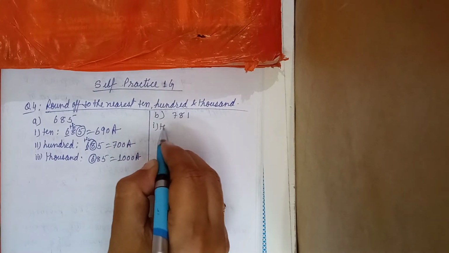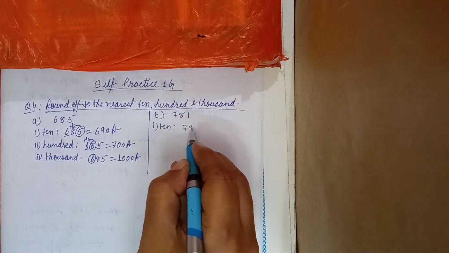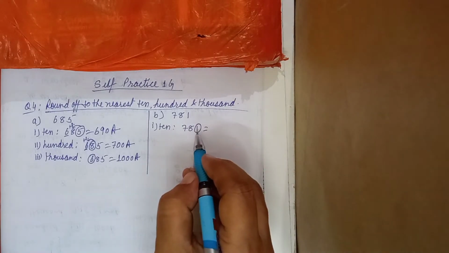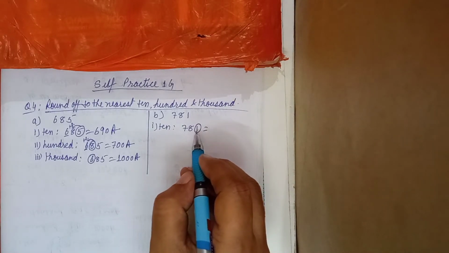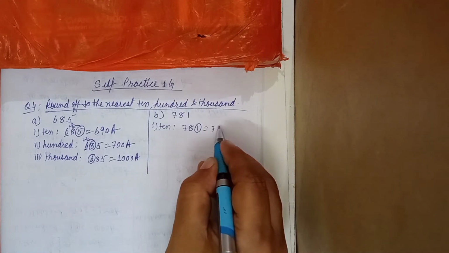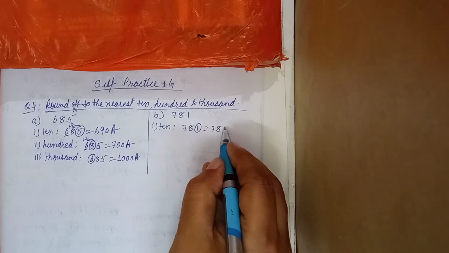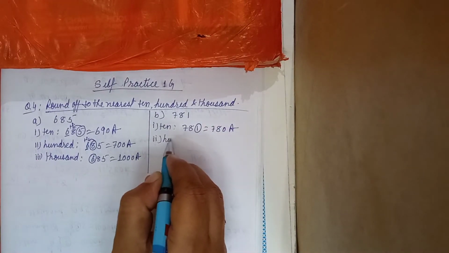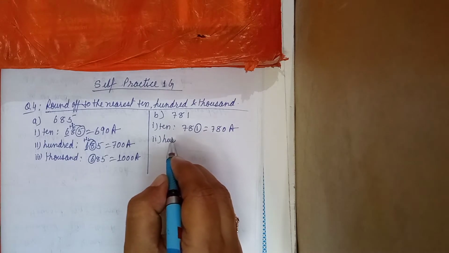First we will round off to 10. 781. We will see the ones place. Ones place में the number is 1, which is less than 5. So 100 place and tens place में the number what it is written will remain same, and in ones place में we will put 0. Second में we are rounding off to 100.